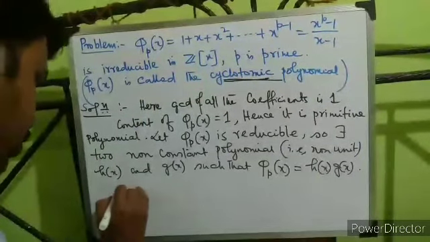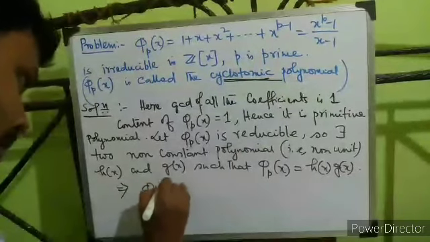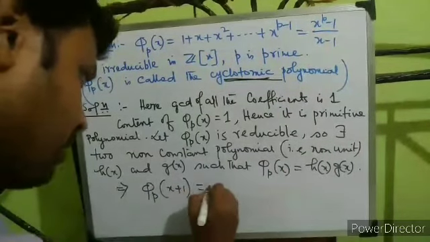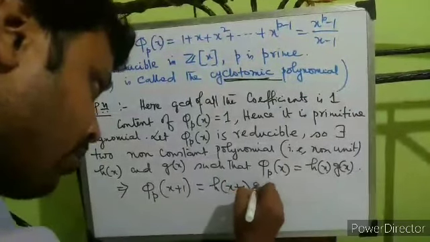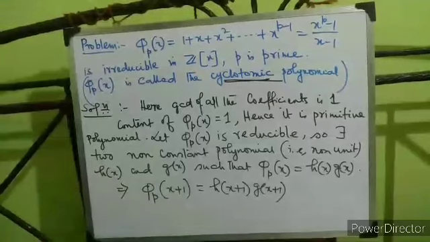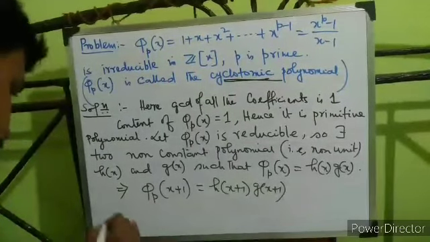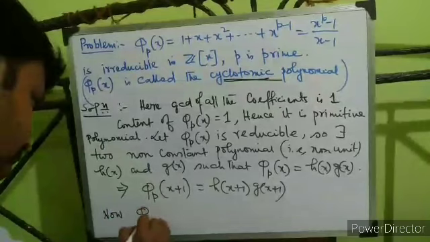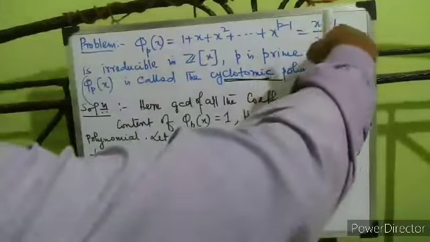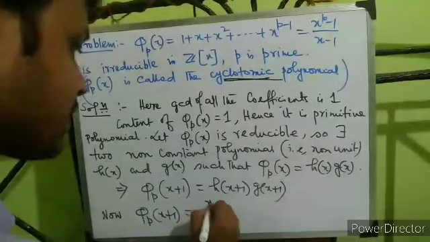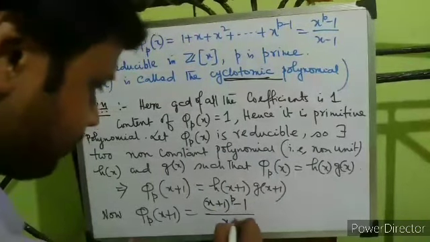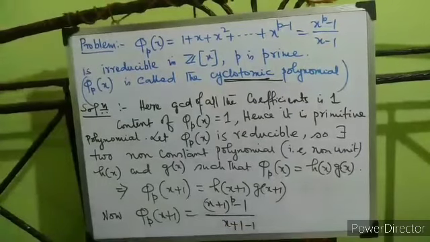Okay, so here if we put x plus 1 for x, then it will give us h of x plus 1 into g of x plus 1. Now phi p of x plus 1 is equal to phi p of x, which is x to the power p minus 1 by x minus 1. So it will be x plus 1 whole to the power p minus 1 divided by x plus 1 minus 1.